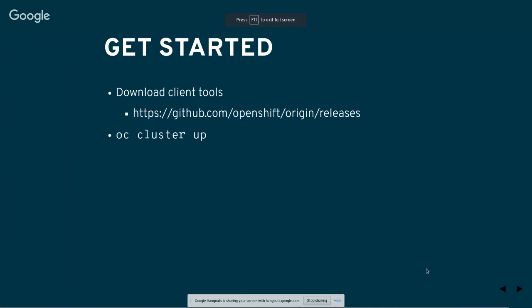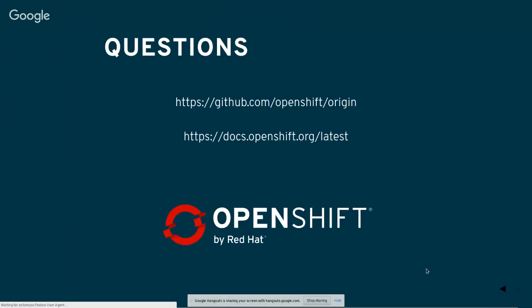So really all you need to do what I just did is to download the client tools from the latest stable Origin release and then run the command cluster up. If you have Docker installed, when it does that, it brings up the container environment. Play around with that right there. So, are there any questions?